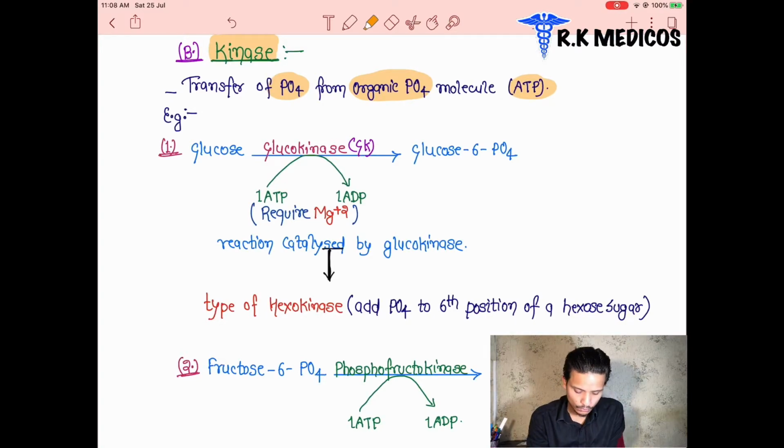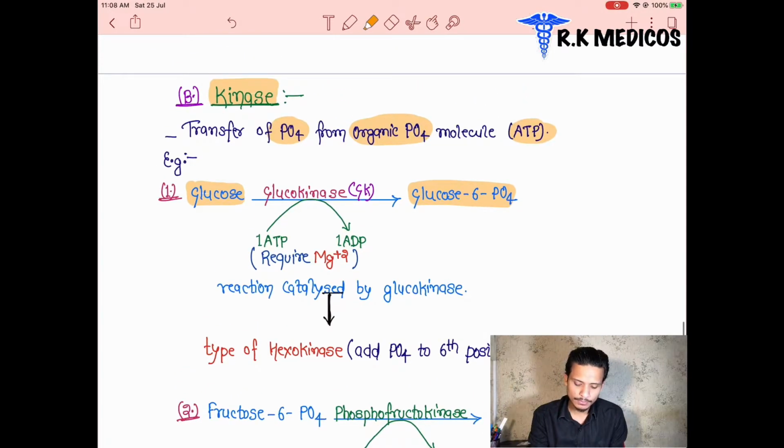We can see glucose is converted into glucose 6 phosphate. Glucose is basically a 6 carbon compound, a hexose sugar. What happens when it gains a phosphate on its 6th position? It means something is added to it, something is transferred to its structure. And what is transferred here? The phosphate group. Where is this phosphate group coming from? From an organic substrate, and the organic substrate here is ATP.